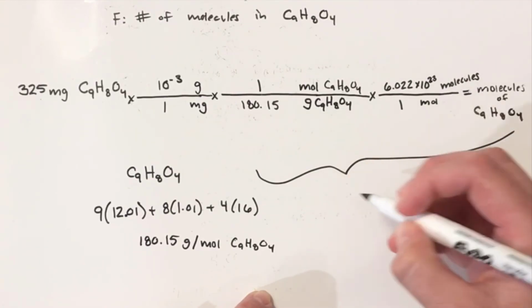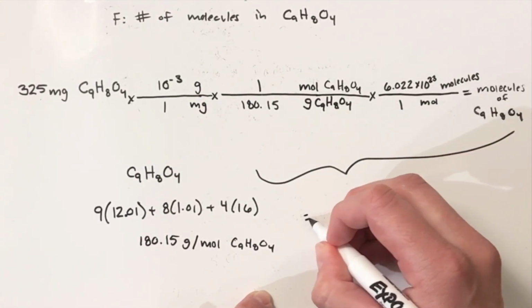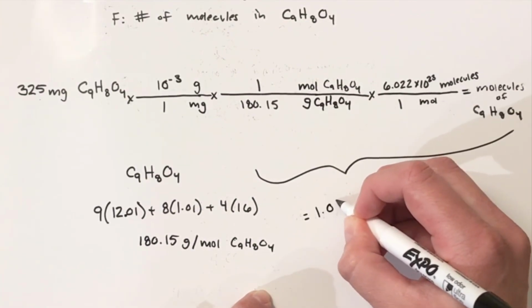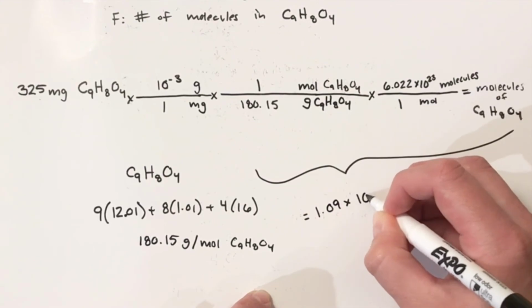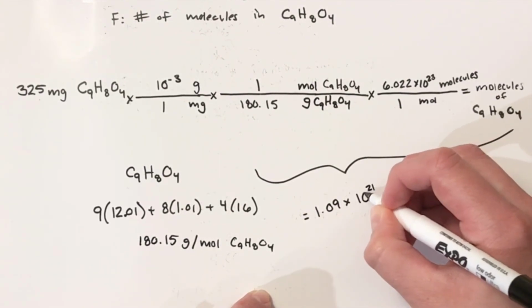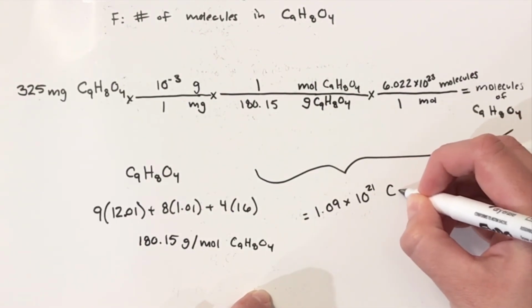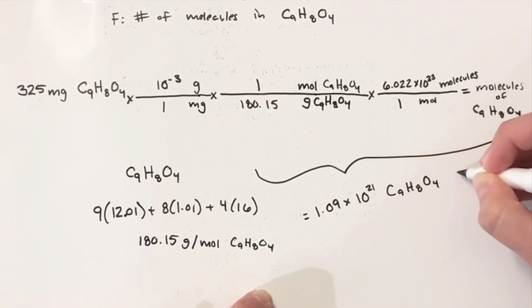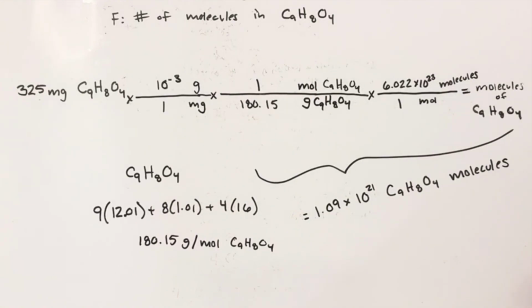Okay, so I'm going to write the answer right here because we have room down here. Once you plug everything into your calculator, you're going to get 1.09 times 10 to the 21 acetylsalicylic acid molecules. All right, perfect. And that's how you get that.